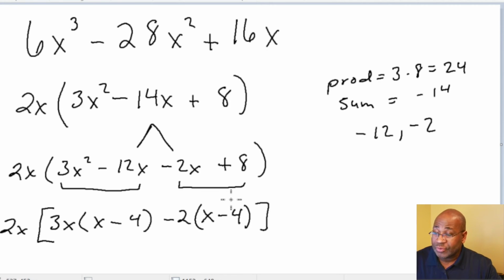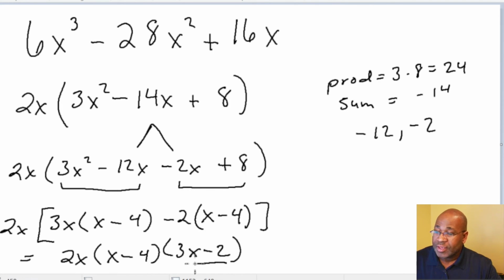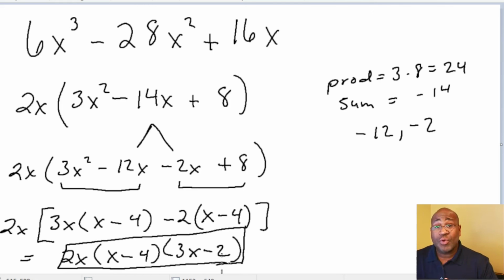And so now both of those groups, having x minus 4 in common, we'll have 2x times x minus 4, 3x minus 2. So examining those factors, we cannot reduce them anymore, and so this would be our factored form.